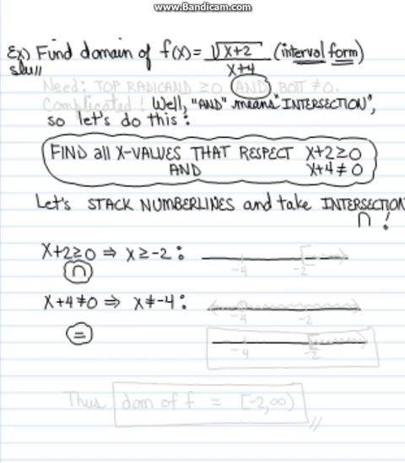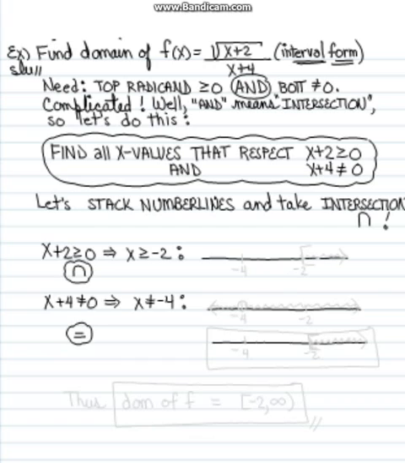What we need is for the top, the radicand upstairs, to respect the rule that it has to be greater than or equal to 0. But we also have to make sure that the bottom is never equal to 0. This one's complicated. The word "and" means intersection. So we're going to consider the intersection of these two requirements. We're going to find all the x values that respect the radicand x plus 2 being greater than or equal to 0 and the bottom x plus 4 not being equal to 0.